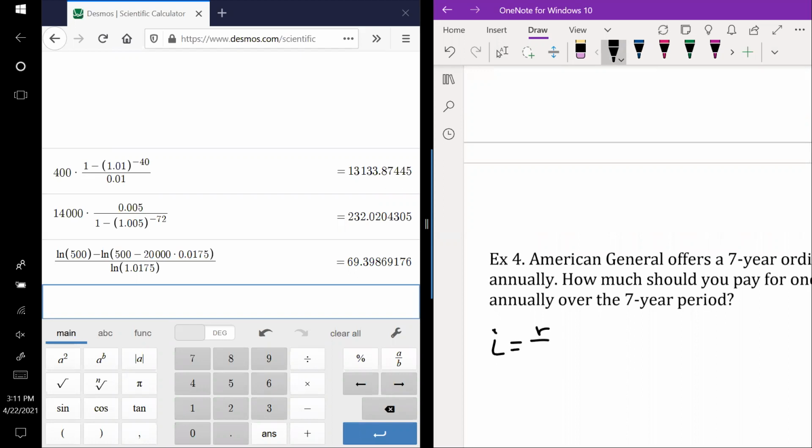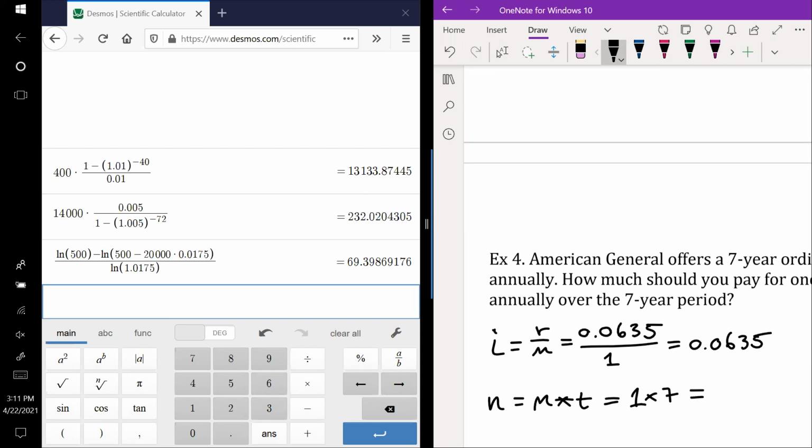I is rate over compoundings, and we're given a 6.35% rate, which is 0.0635 over, and we are compounding annually, which means 1. So we get a nice decimal number of 0.0635. Okay, and then we can find N, which is compoundings times time, and we are compounding annually, and we're doing this for 7 years. So N is just 7.